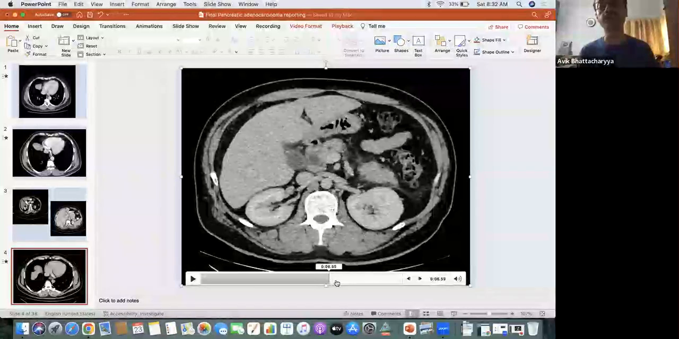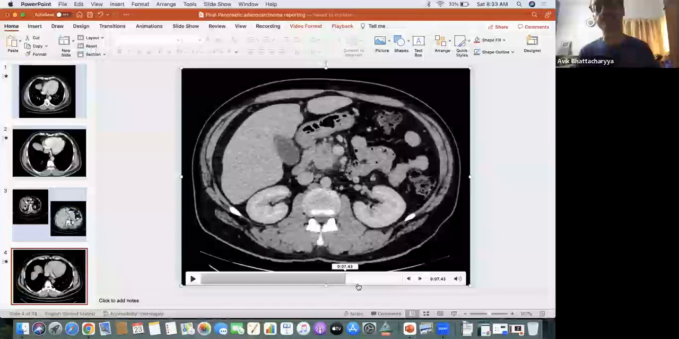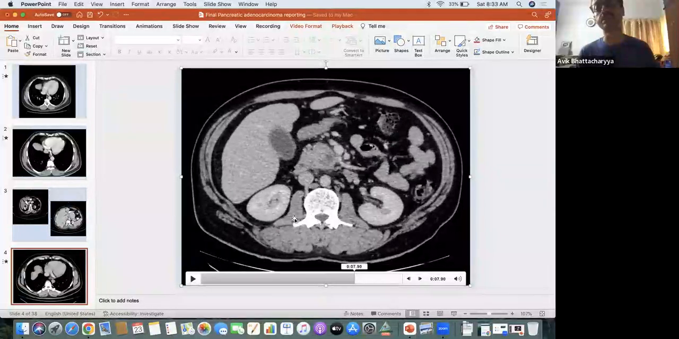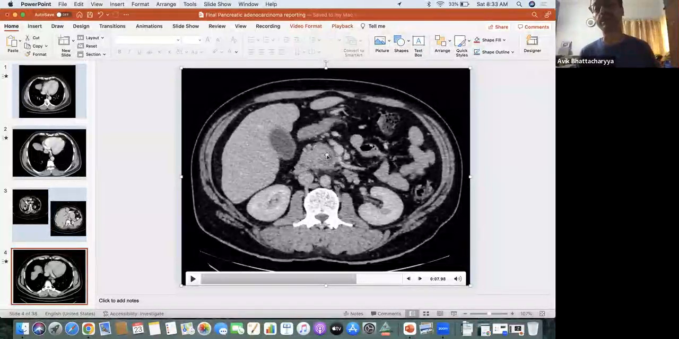If I go down here, I could see a mass lesion. Can you appreciate this lesion? There is a mass involving the pancreatic head and uncinate process here. And this mass is obstructing the intrapancreatic common bile duct. The normal pancreas enhances well, and this adenocarcinoma has got a lesser enhancement.